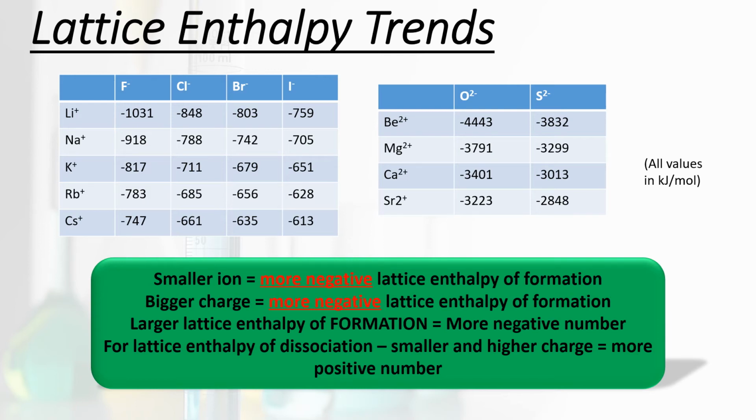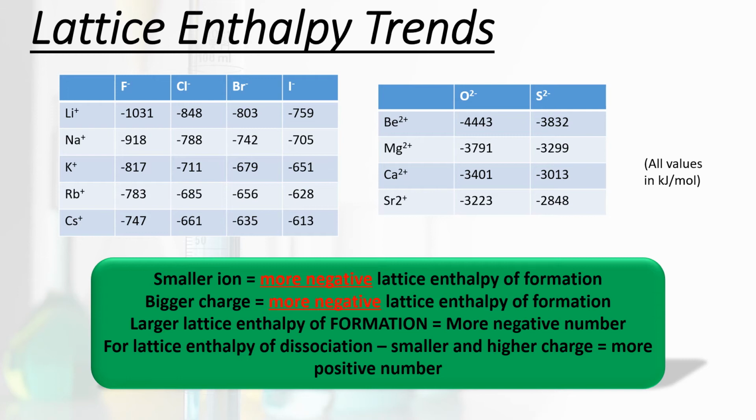And we can see that's quite big, negative 1031. If I then compare that to, say, cesium fluoride right at the bottom, that's now minus 747, so actually a smaller number, a less negative number, essentially smaller. Now, this trend also happens for any of the other columns we go down, or in fact any of the rows that we go across.